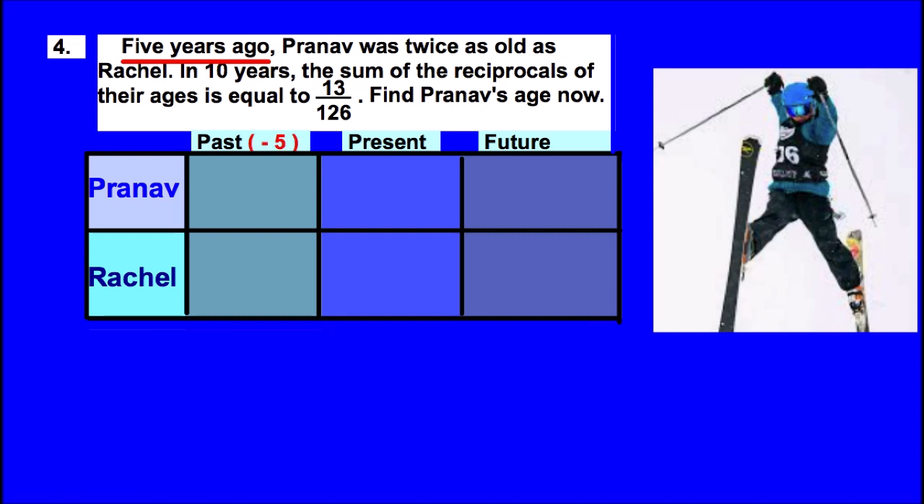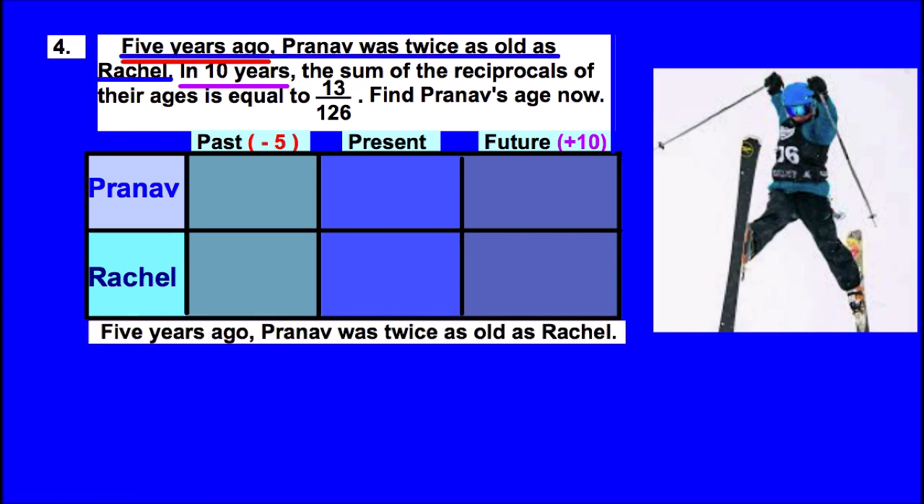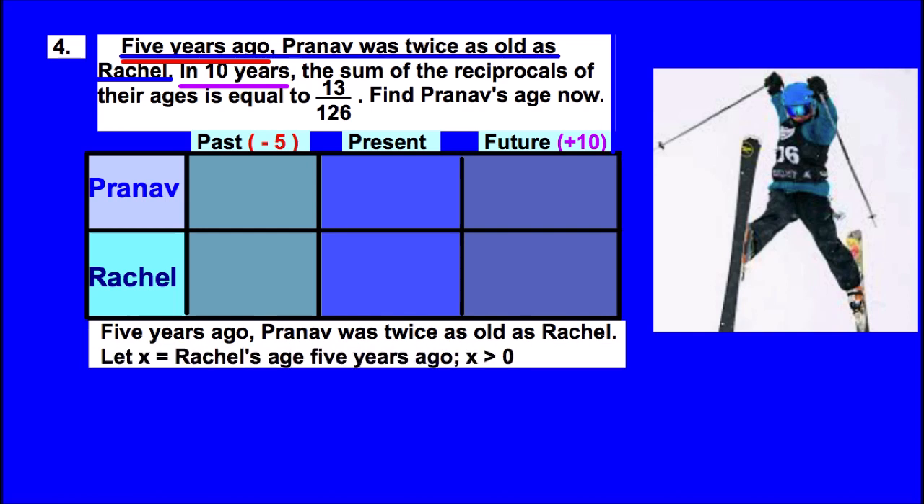5 years ago, we insert in the past. In 10 years is our future 10 years. 5 years ago, Pranav was twice as old as Rachel. Let x equals Rachel's age 5 years ago.